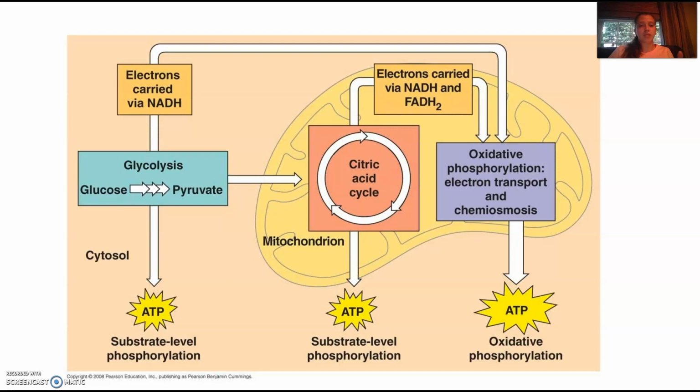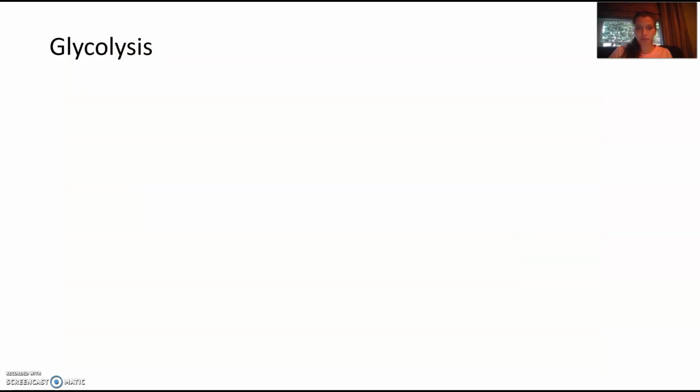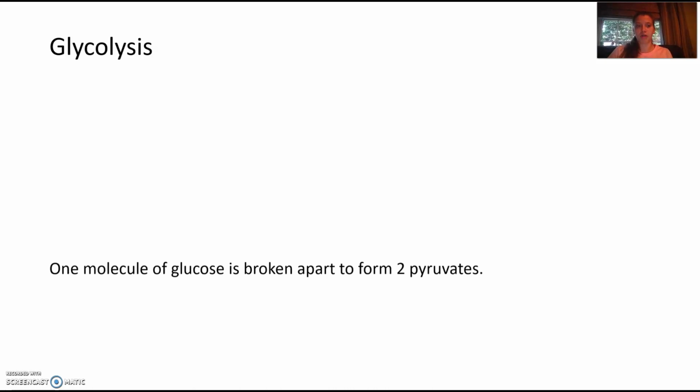So we have glycolysis happening, with glucose changing to pyruvate, and then it goes to the citric acid cycle, and that's producing ATP. We have the electron transport chain carrying stuff on over to oxidative phosphorylation, creating more ATP. So there's a lot of stuff going on, a little overwhelming, but we're going to break it up, and at the end I'll show you how everything comes together. Okay, so first we'll start with glycolysis.